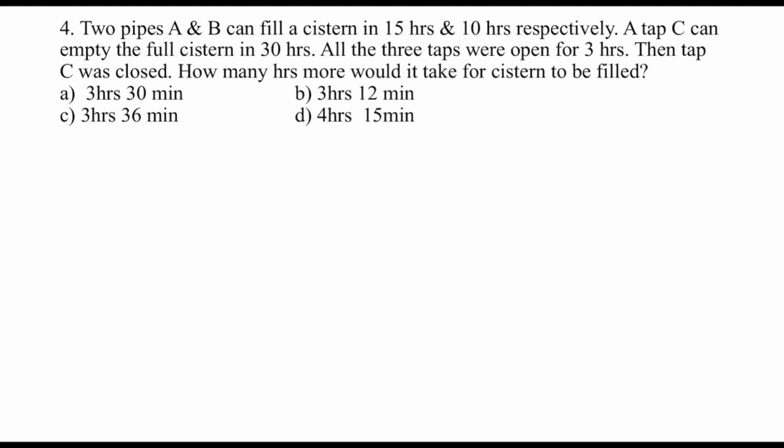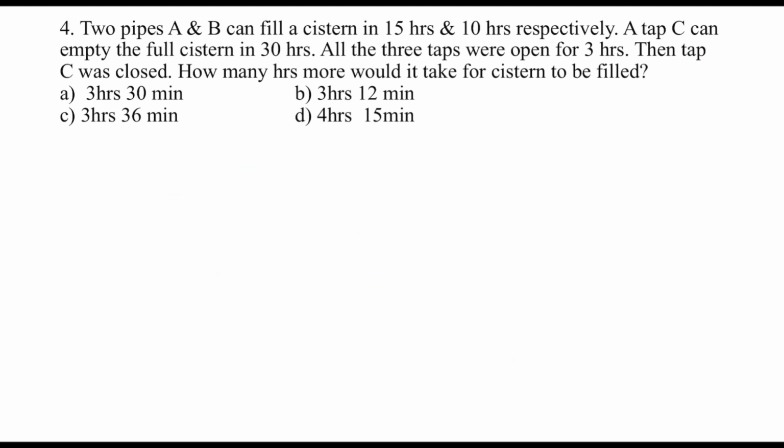Two pipes A and B can fill a cistern in 15 hours and 10 hours respectively. A tap C can empty the full cistern in 30 hours. All the 3 taps were open for 3 hours. Then tap C was closed. How many hours more would it take for the cistern to be filled?